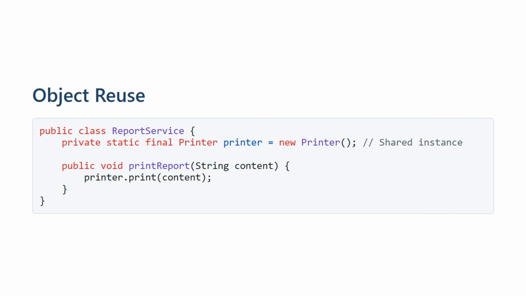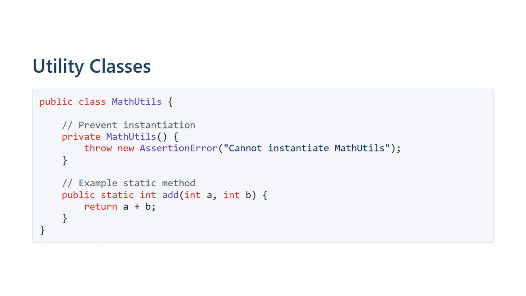Here, instead of creating a new printer every time, we reuse a single static instance. This works well if the object is stateless and thread-safe. If it holds mutable state, reuse can cause bugs, so always check before sharing.